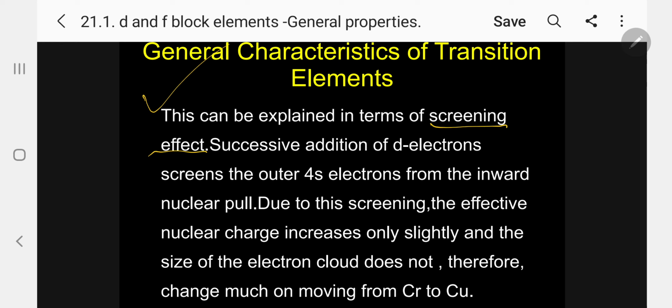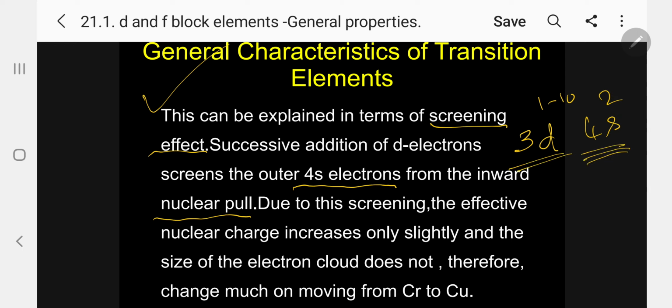Kindly follow. We have already discussed under the periodic classification properties, what is screening effect, what is the effective nuclear charge. We have discussed very clearly. If you have any doubt, you kindly refer. Successive addition of d electrons screen the outer 4s electrons from the inward pull. Kindly follow. So it is normally 3d 1 to 10, 4s2. So 4s2 is the outer and 3d is the inner.